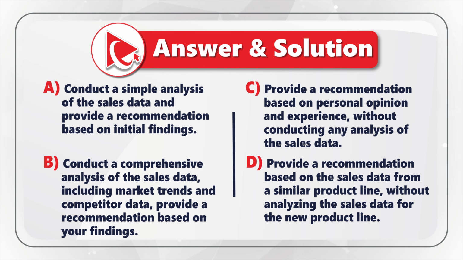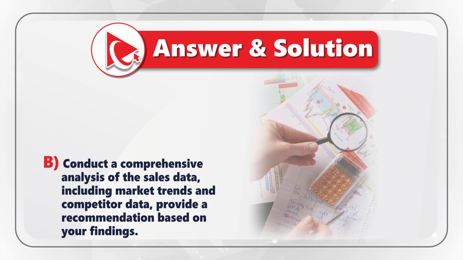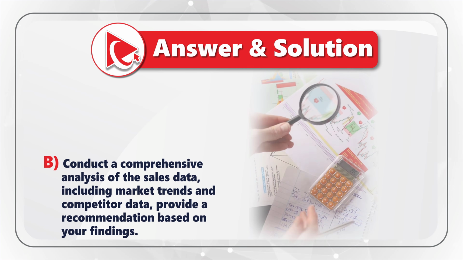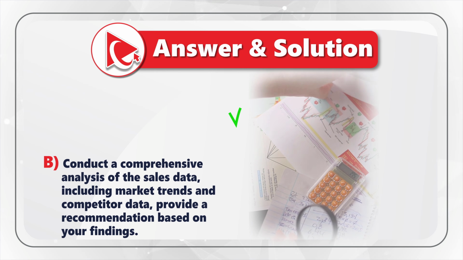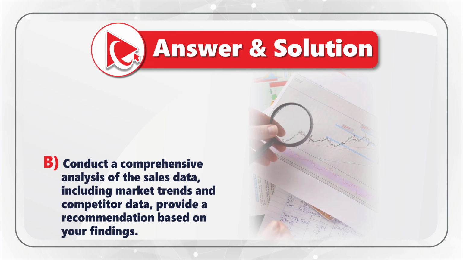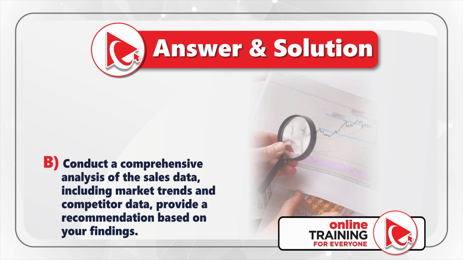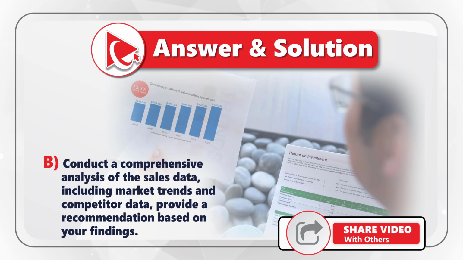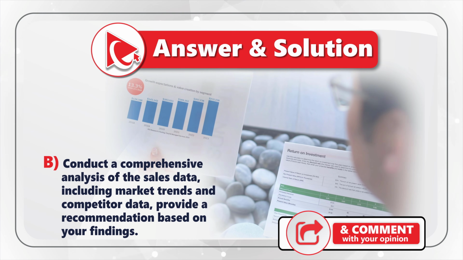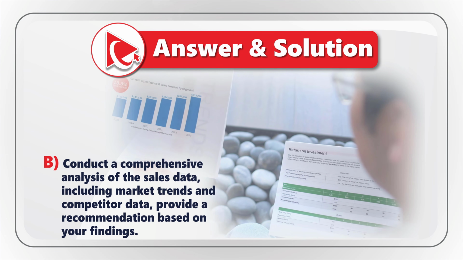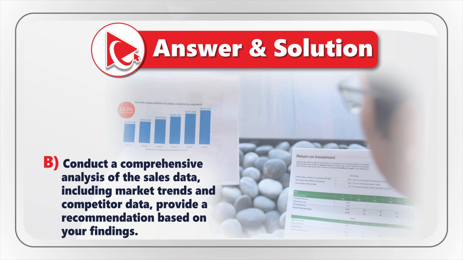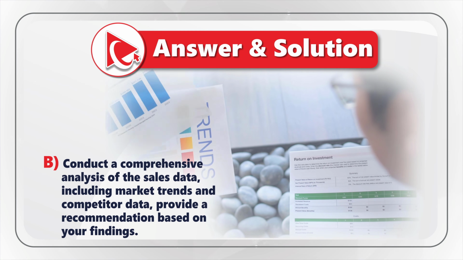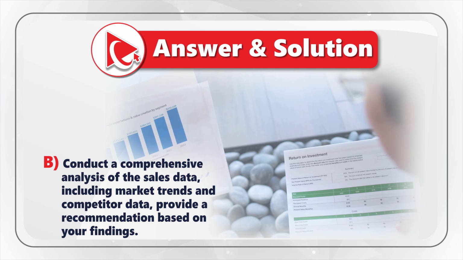I think the correct answer here is choice B. In choice B, you need to conduct a comprehensive analysis of the sales data, including market trends and competitor data. Provide a recommendation based on your findings. I think this choice is correct because it allows you to provide a thorough understanding of the sales data, ensuring more accurate and informed recommendation. Conducting a comprehensive analysis of the sales data is essential in making an informed decision for your manager.